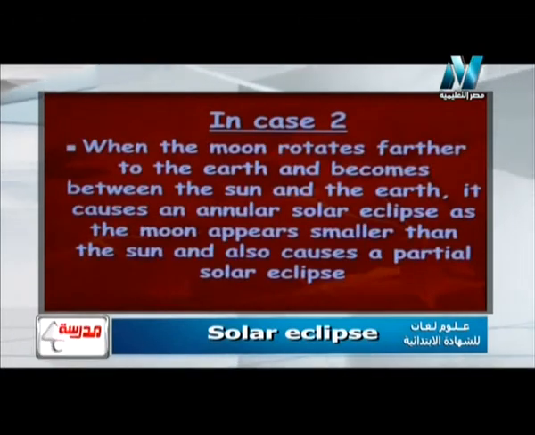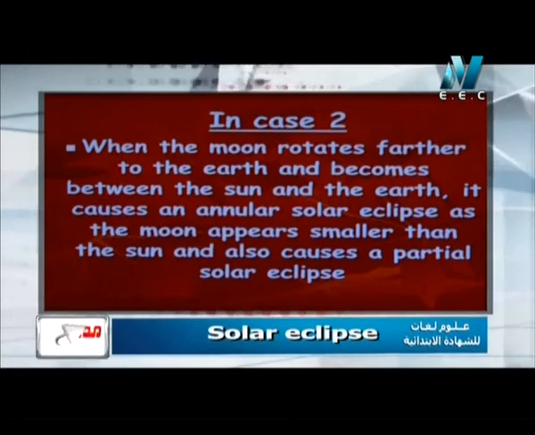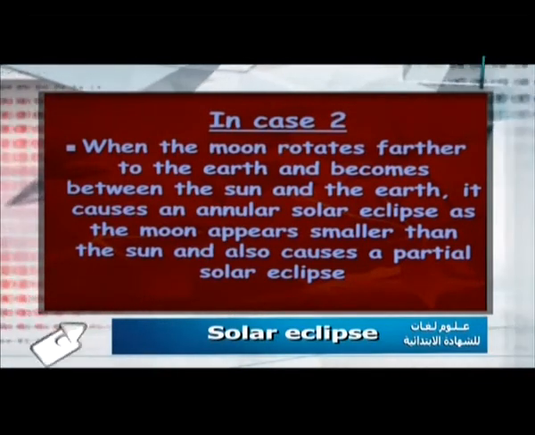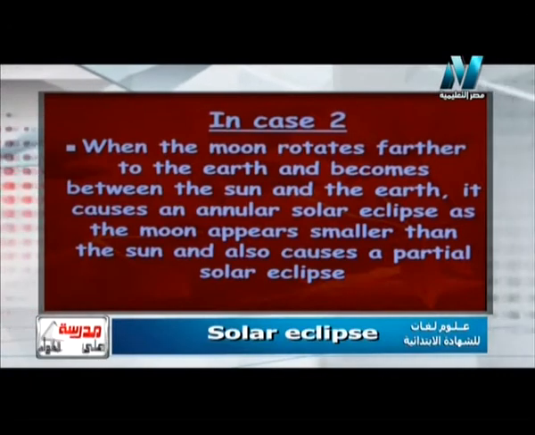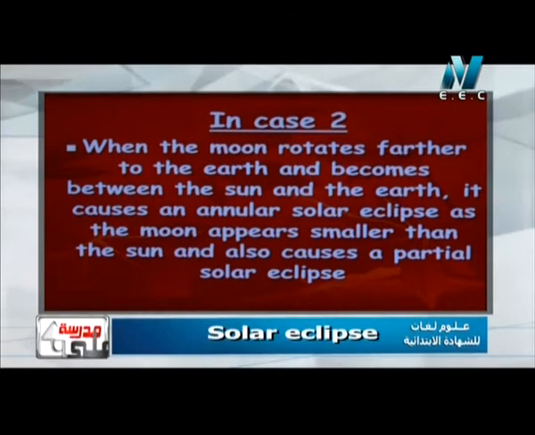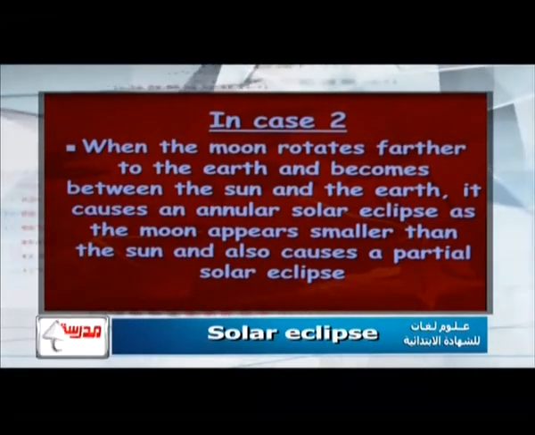In case 2, what happens when the moon is farther from the earth and becomes between the sun and the earth? It causes the annular solar eclipse, a type we call annular, as the moon appears smaller than the sun, and it also causes a partial solar eclipse.